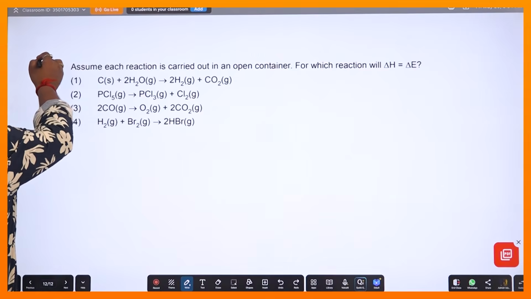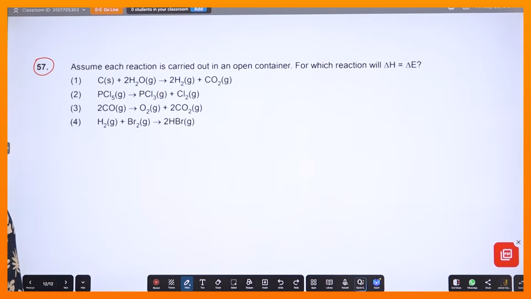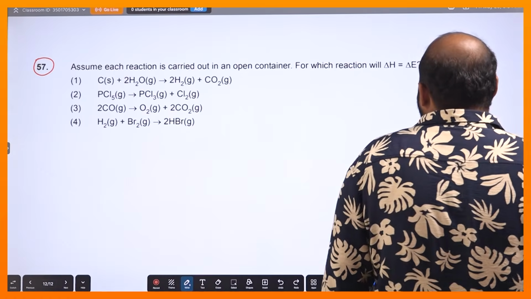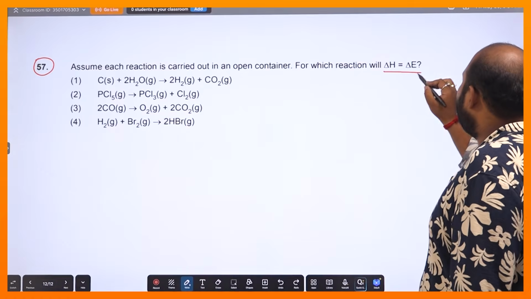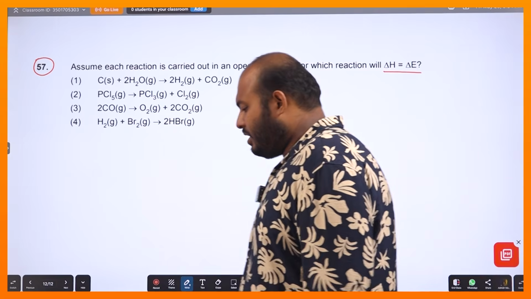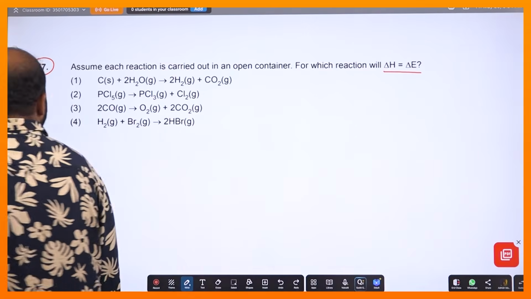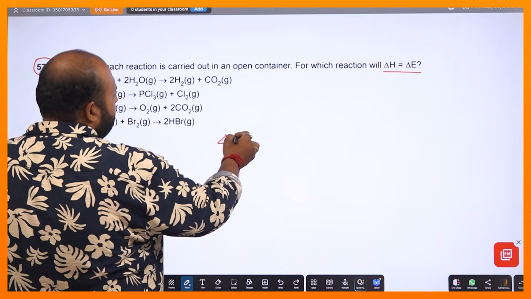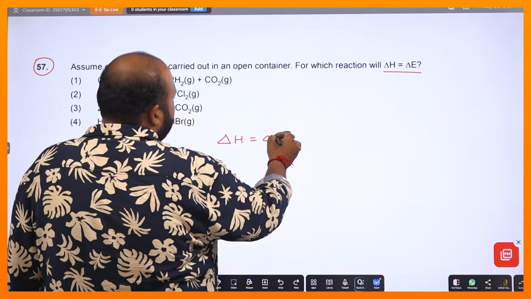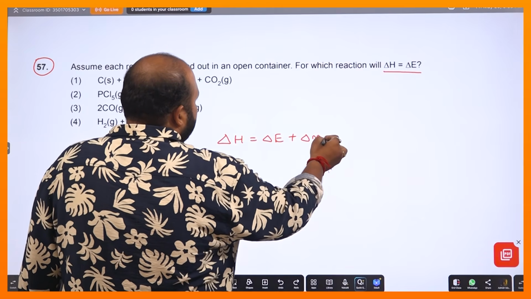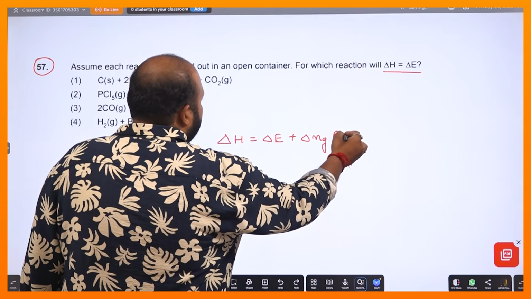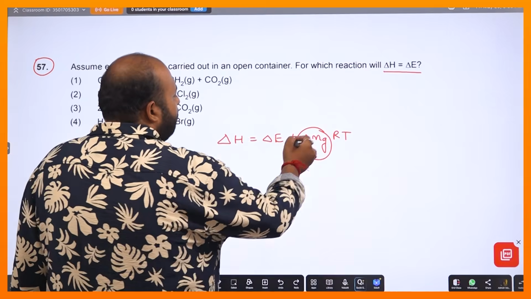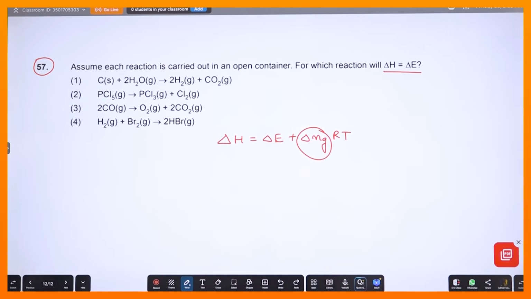Next is question number 57. Assume each reaction is carried out in an open container, and for which reaction will del H be equal to del E, the internal energy. We know the formula, so we simply have to check for which reaction del Ng is equal to 0.